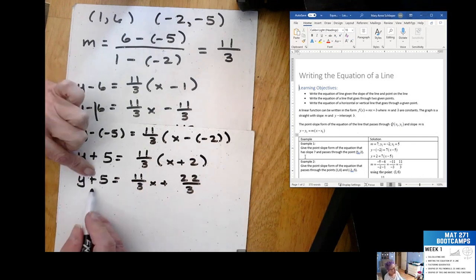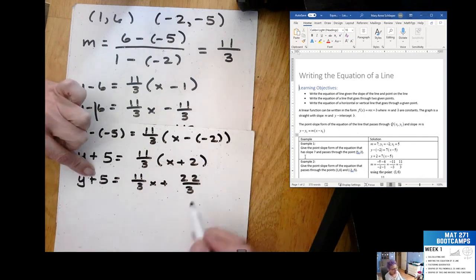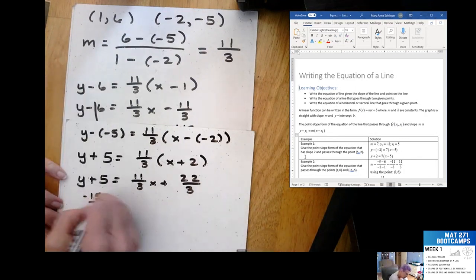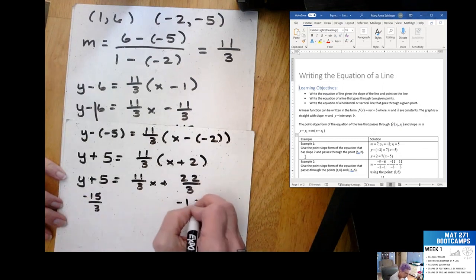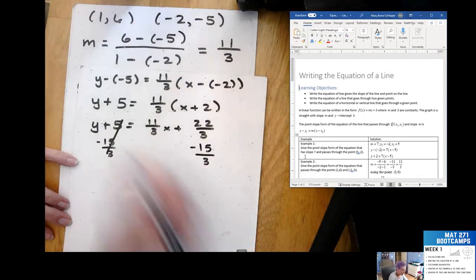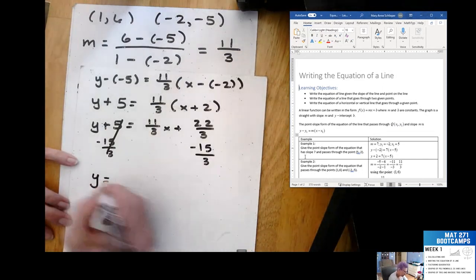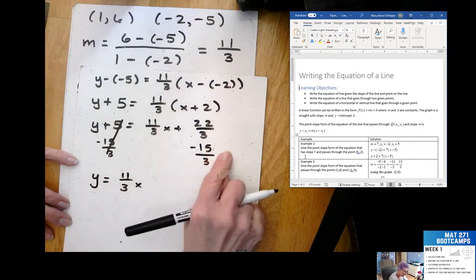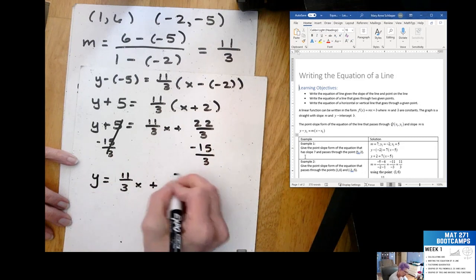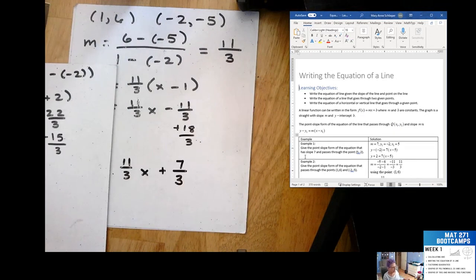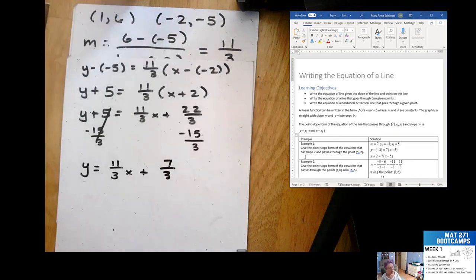Now I need to subtract 5 from each side, but I need it to have a denominator of 3, so I'm going to subtract 15/3 from each side. 5 minus 15/3 goes bye-bye, just like I wanted it to. 22 minus 15 gives me plus 7/3, and it doesn't matter which way you do it, you end up with 11/3 of x plus 7/3.